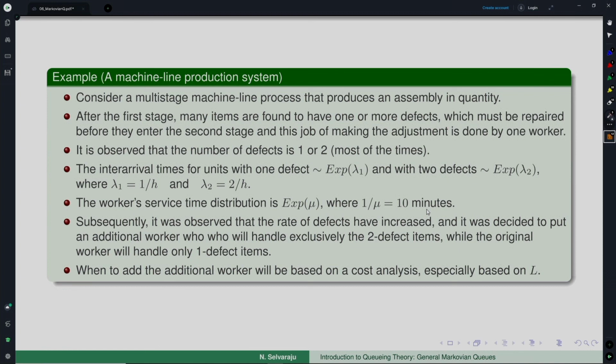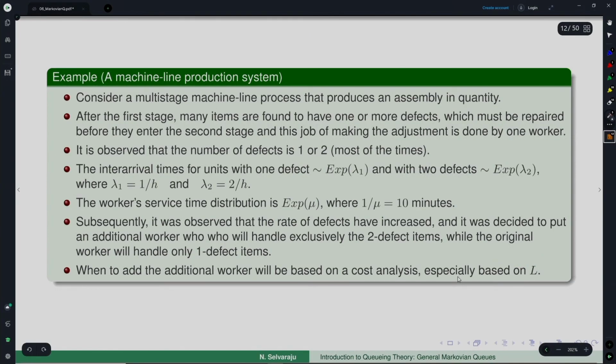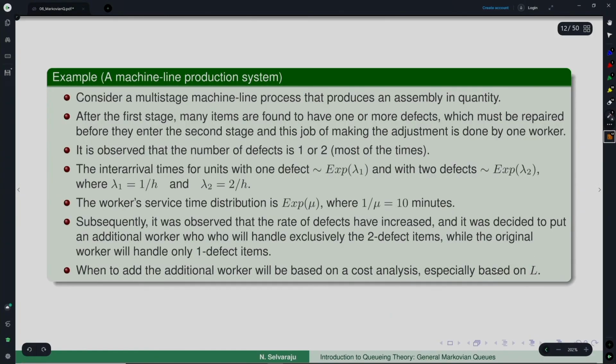Now, whether to add and if so when to add an additional worker will be based on a cost analysis, which would correspond to the average delay time of assemblies that are in for repair, and that is directly proportional to the number in the system, meaning the number waiting in the system for repair. It is repaired machines or failed machines, because L is directly proportional to W. So, L is what one can relate it to in that manner. Okay, so this is the setup.